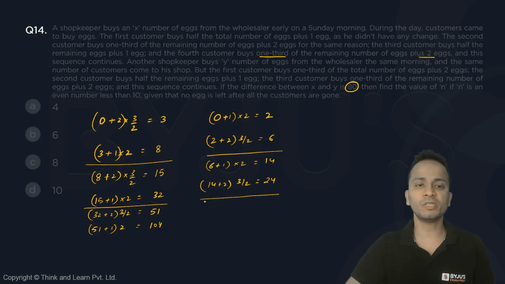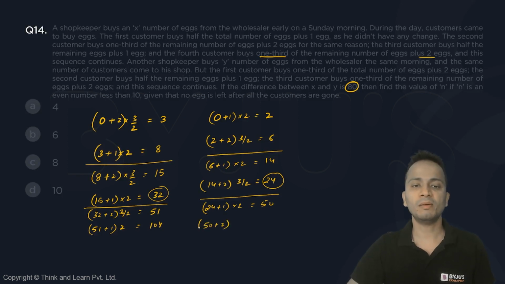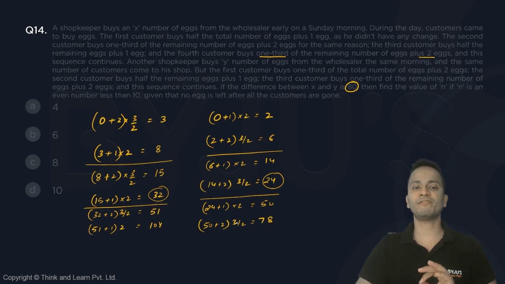Another set of two customers. Here you can see that the difference is not 80. So let's write two more customers. So 24 plus 1 multiplied by 2 is 50, and then 50 plus 2 multiplied by 3 by 2 is 78. Now 104 and 78, the difference is not 80.